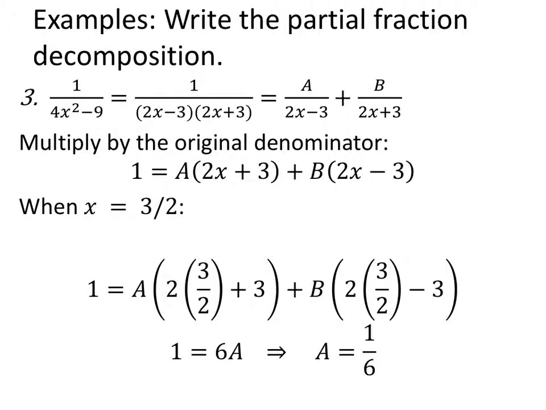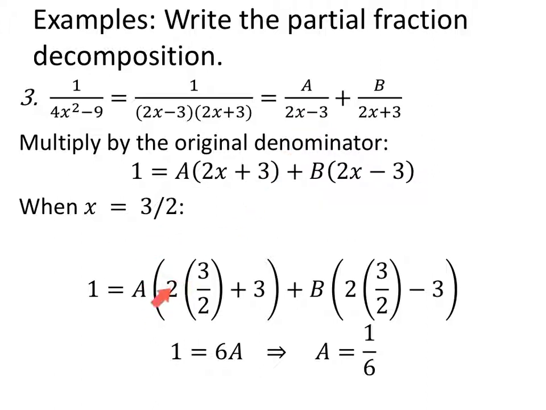Let's look at another example: 1 over 4x squared minus 9. That looks like the difference of squares to me, so I can factor it as 1 over (2x minus 3) times (2x plus 3). This is A over 2x minus 3 plus B over 2x plus 3. Remember, the order doesn't matter. If you wrote those in the opposite order, that would be your B value, and so on. When x equals 3 halves, 3 halves will make a 0 in my denominator.